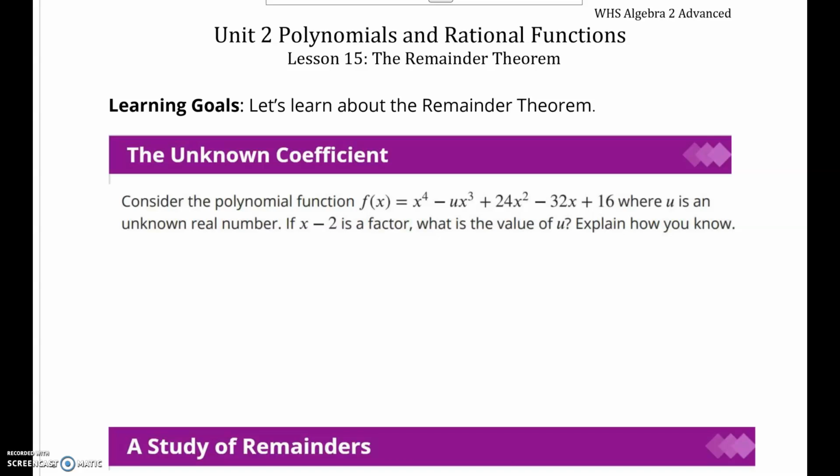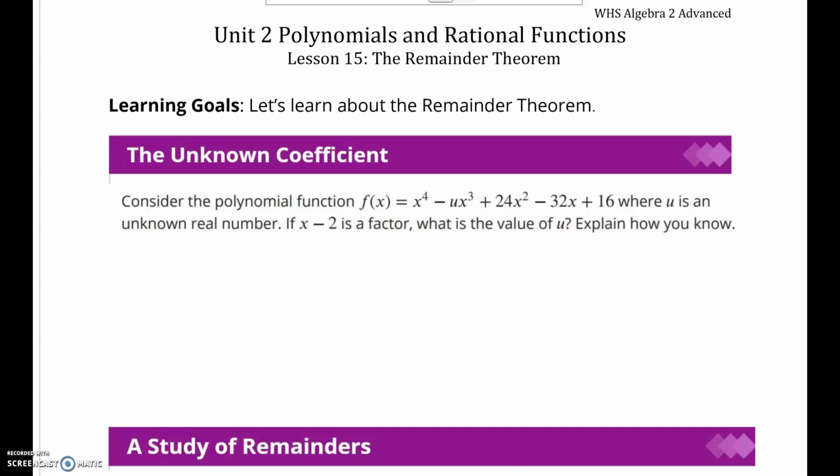And we have a coefficient, u, that we don't know the value of. So we don't really know what the value of u is here. And we're asked to find it. And we are told that x minus 2 is a factor.